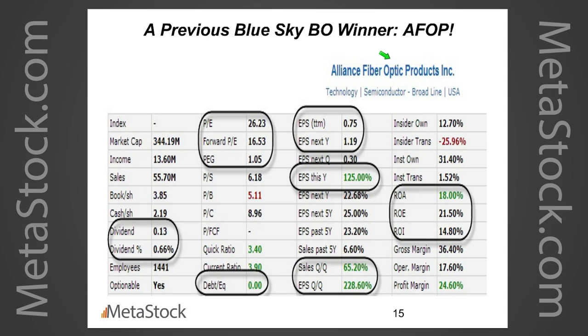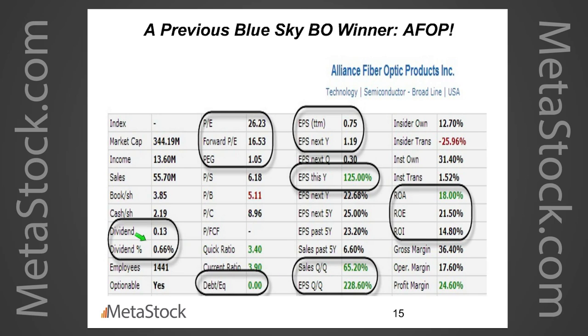And I look at a number of things. I want to see, first of all, that growth next year is higher than this year. That's not always true for a lot of companies. I want to see some decent return on equity, return on investment, and return on assets. I want to see low debt. I want to see sales and EPS quarter on quarter in the double digits on the growth side. The higher the better. This one is in the triple digits.